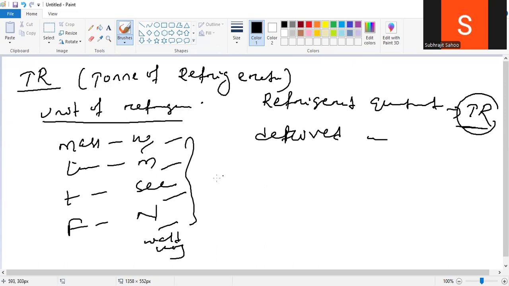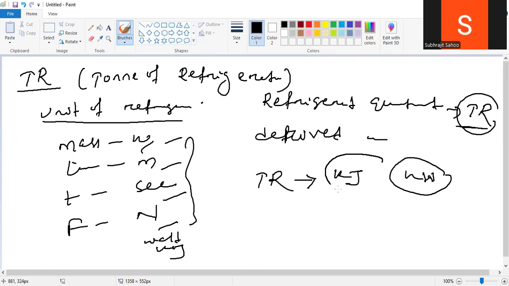TR is nothing but, we can convert this TR into kilojoule terms and kilowatt terms also. There is a relation. Observe slowly, I will tell how to convert this TR, because the TR naming is a little bit different from these units. But no problem. We can convert this TR into kilojoule per minute or kilowatt, then it will be easy.